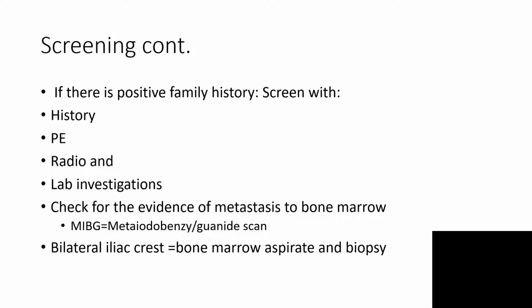If there's positive family history of neuroblastoma, then you have to screen with complete family history, physical examination, radiological, and laboratory investigations. You can check for the evidence of metastasis to the bone with help of 123 MIBG, meta-iodobenzylguanidine scan. And you can do bone marrow aspirate and biopsy at the iliac crest bilaterally.